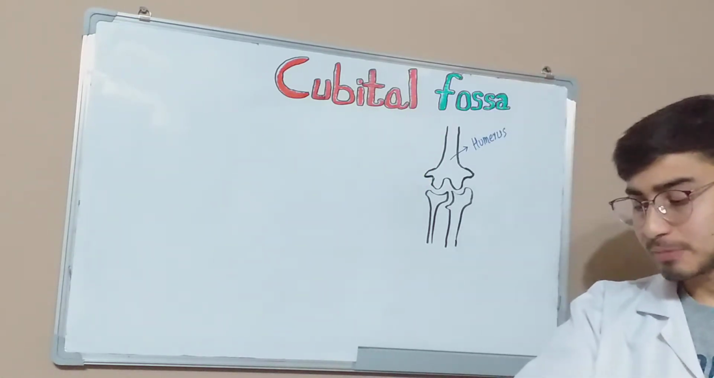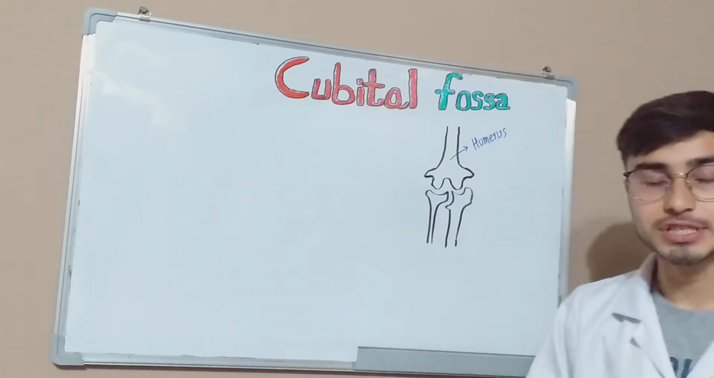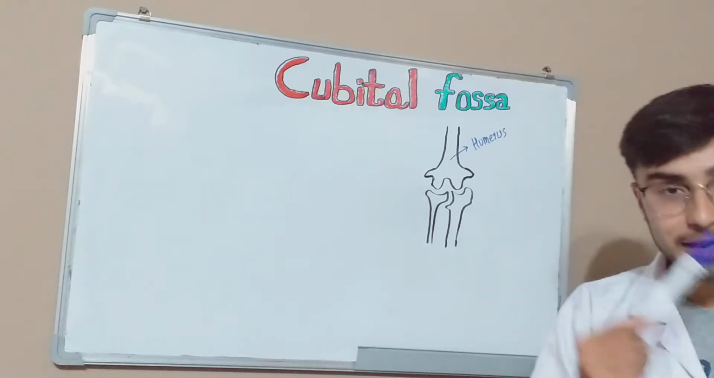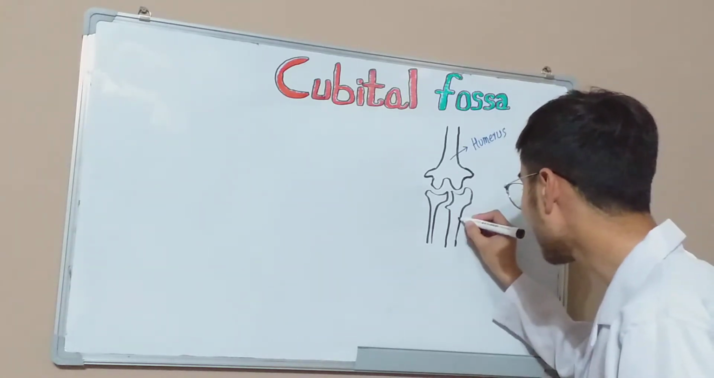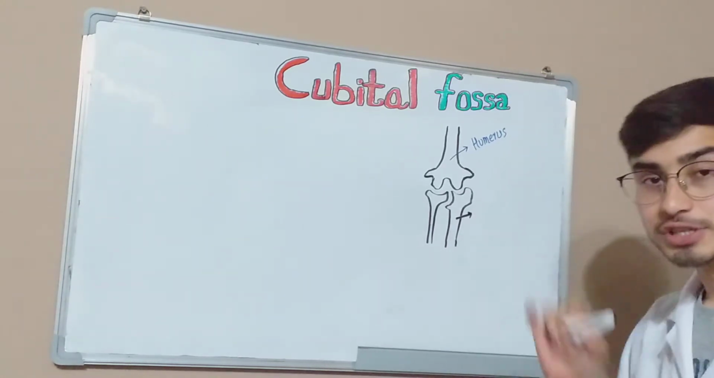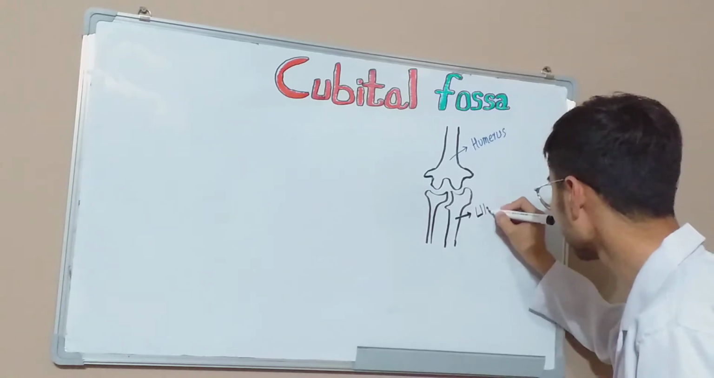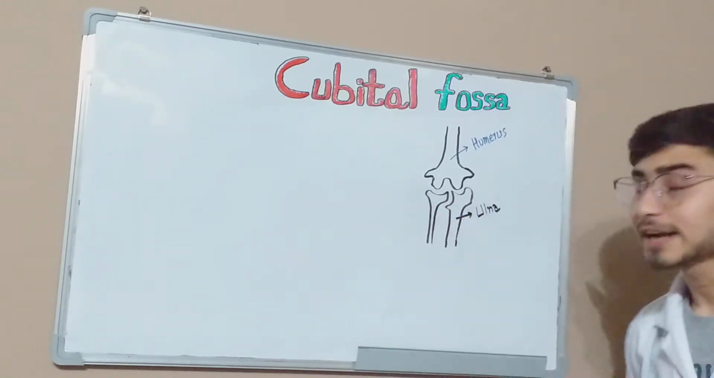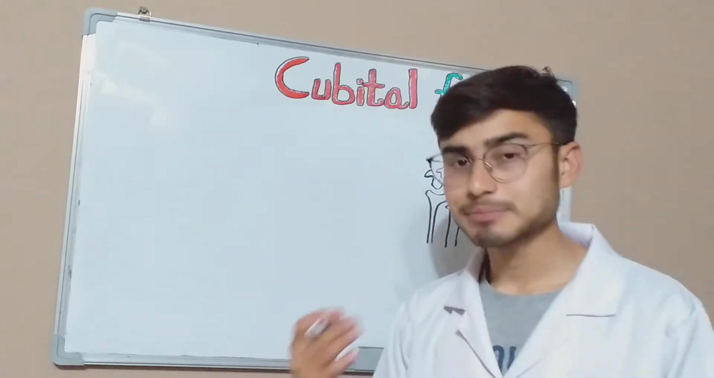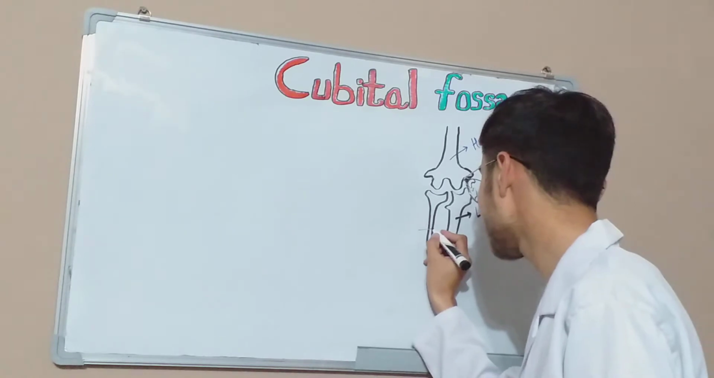While the region that is below the elbow joint, till the wrist, is called the antebrachium. In the antebrachium, we have two bones. This medial bone, as you can see, is called the ulna. We have the ulna. While the lateral bone of the antebrachium is the radius bone. We have the radius.